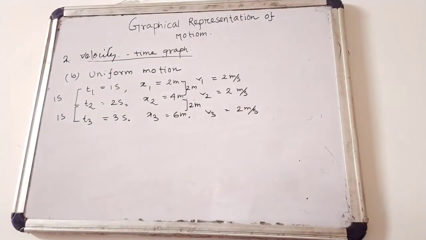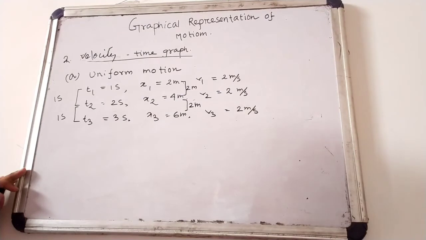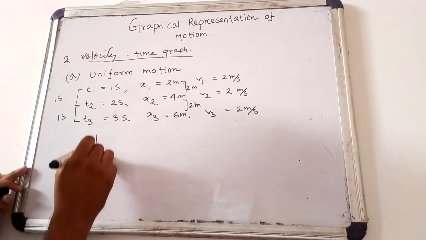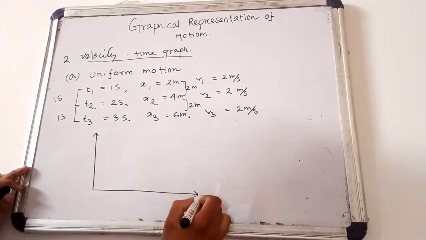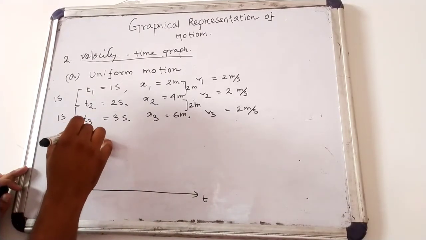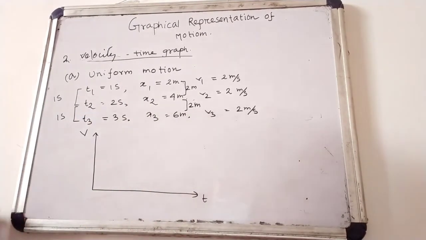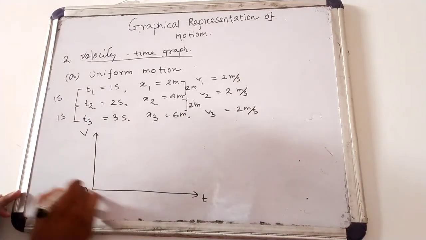Velocity time graph. Okay, velocity time graph for uniform motion. We will take the same example. So along x-axis we will take time. Now along y-axis we will take velocity. In distance time graph, along y-axis we are considering distance, and in velocity time graph along y-axis we will consider velocity, and this is our origin.